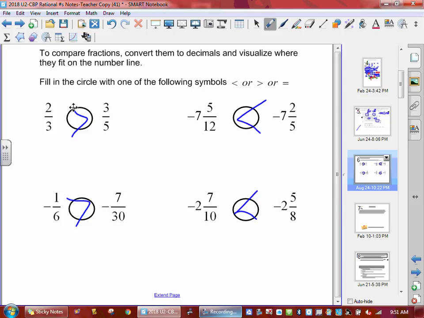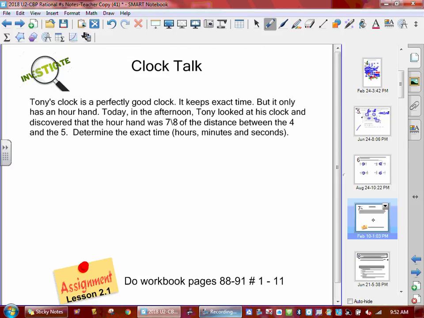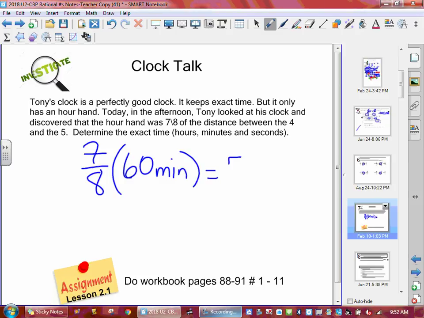Okay, so the clock talk goes like this. If it's 7/8 of an hour, well, an hour is 60 minutes. That's going to give you 52.5 minutes. Now, we're going to take the 0.5 minutes, and we're going to times that by 60 seconds per minute. And that's going to give us the number of seconds. And that's going to equal 30 seconds.